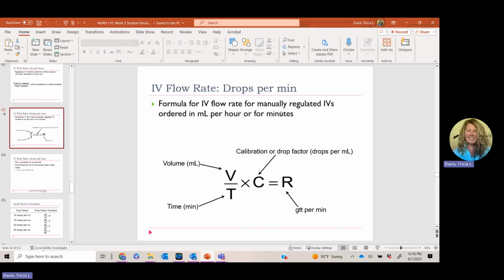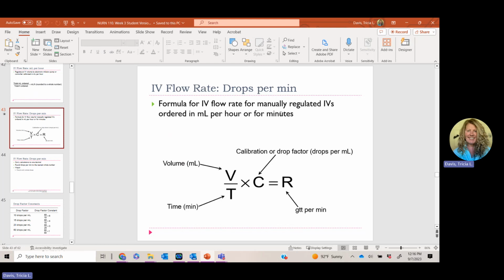Sometimes we have to figure out what our IV flow rate is in drops per minute. So remember that first picture we went back to where the IV fluids were hanging to gravity and they weren't hooked up to the machine? This is the formula that we would use to calculate drops per minute. We would use our volume, whatever the volume is ordered. Our volume is going to go at the top, and our time in minutes. Your volume always has to be in mL. If it's not, you have to convert it. Your time always has to be in minutes. If it's not in minutes, you have to convert it.